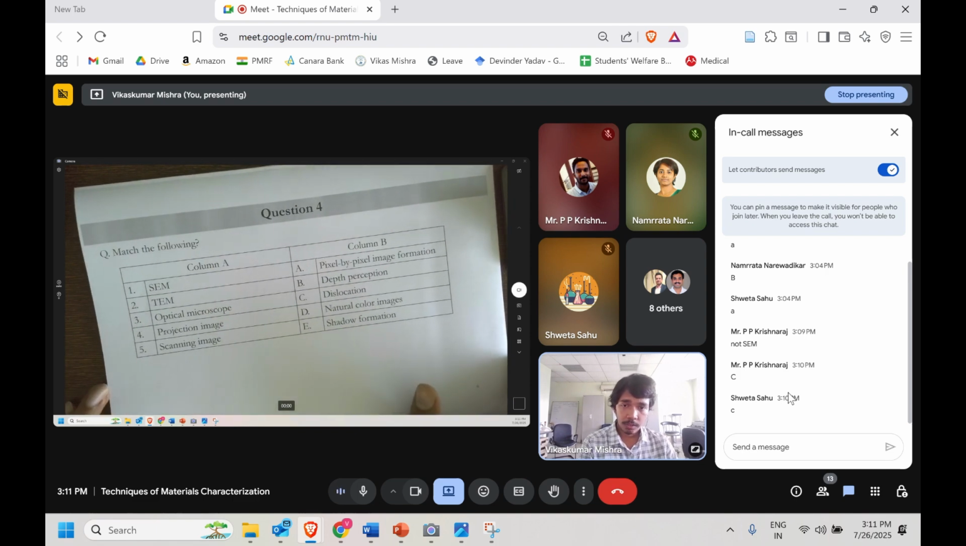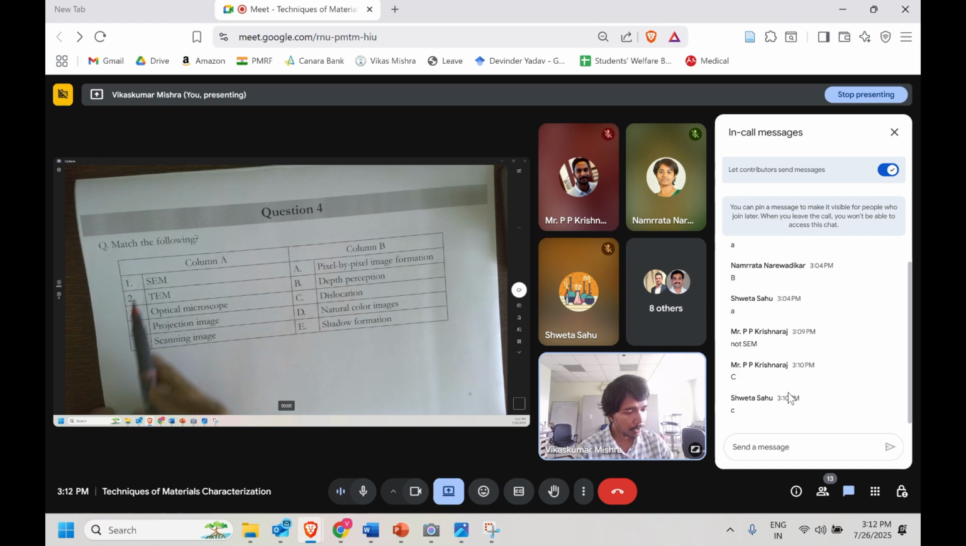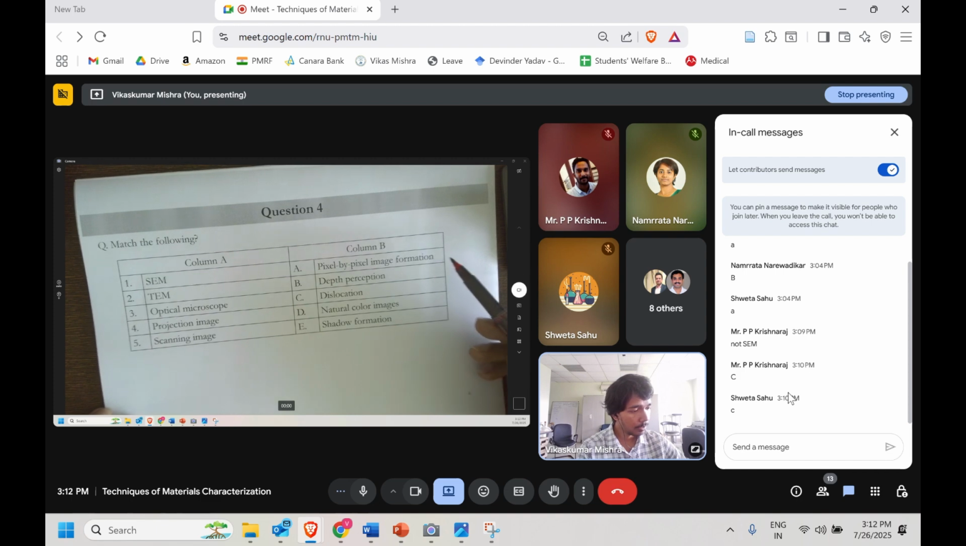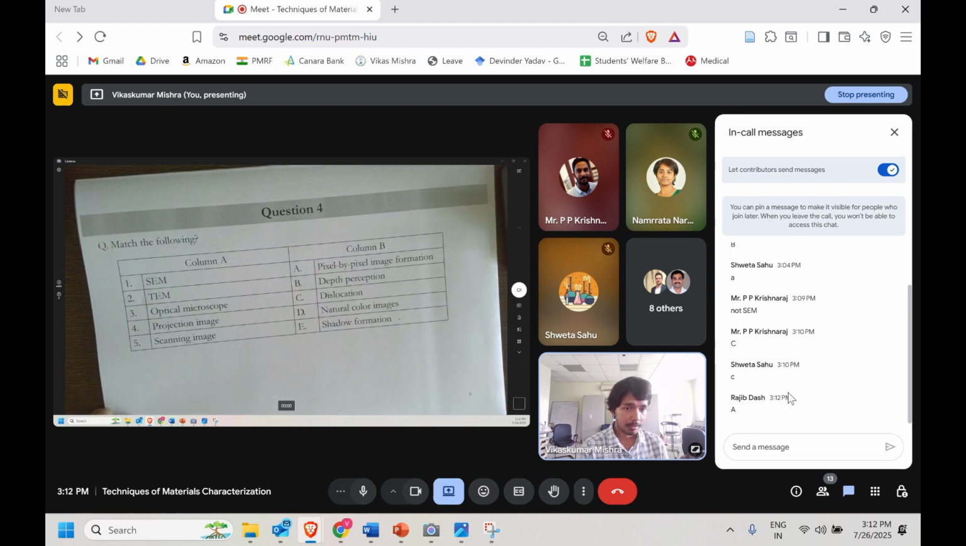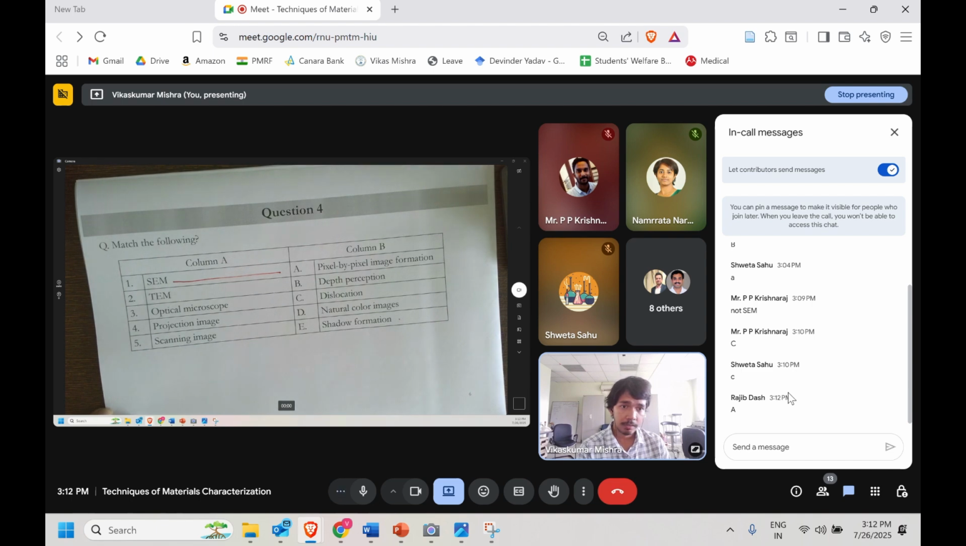So right now we are solving the question based upon the discussion that has been made in lecture number 1, where we discussed the SEM, TEM, and optical microscope in a very broad perspective, like what their capabilities are. So for the SEM, what do you think? Pixel by pixel formation, depth perspective, projection, or shadow formation. Rajiv, perfect. The right answer is option A. Along with that, we can also select one more answer here.